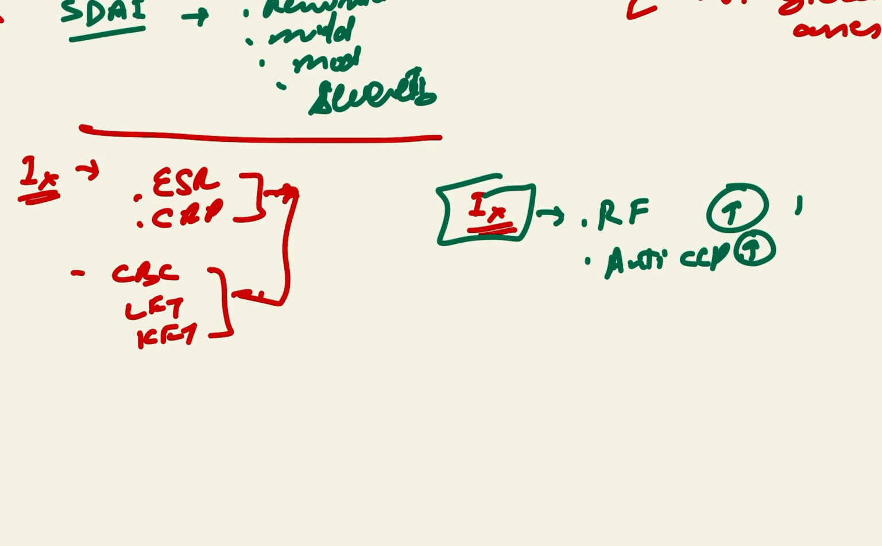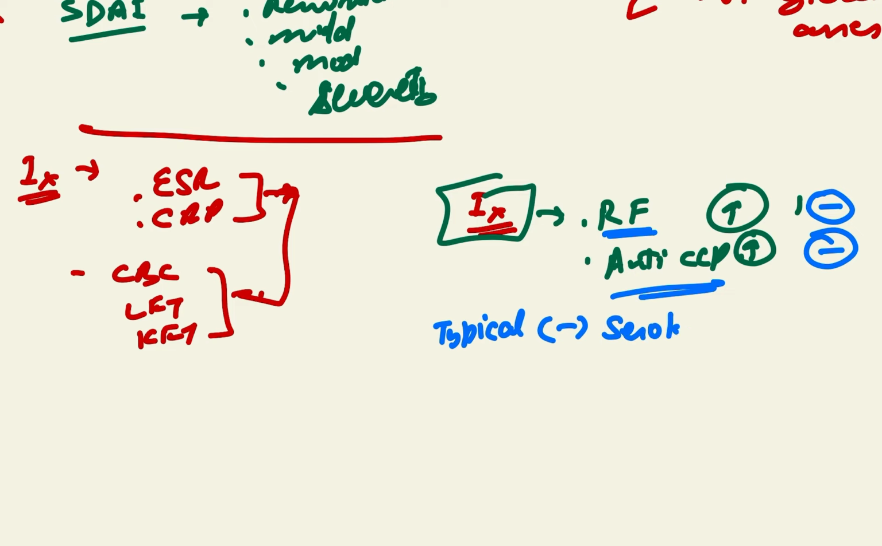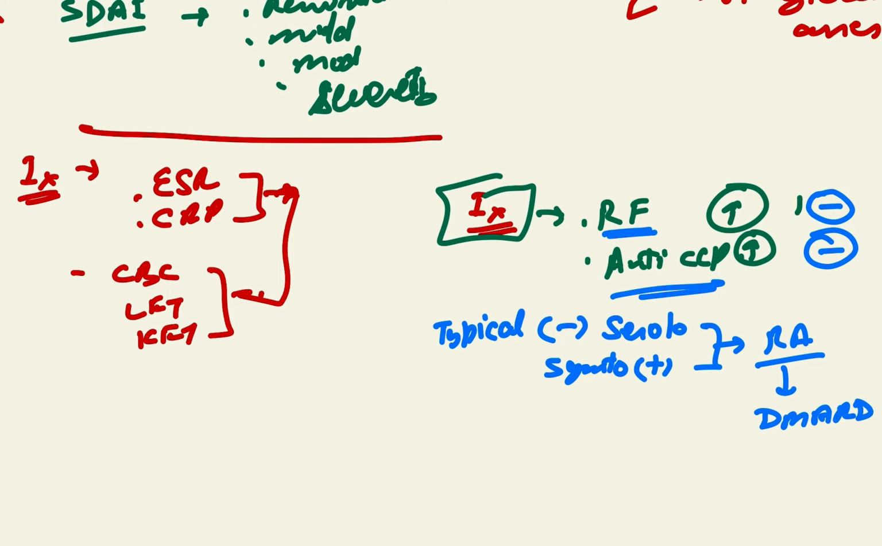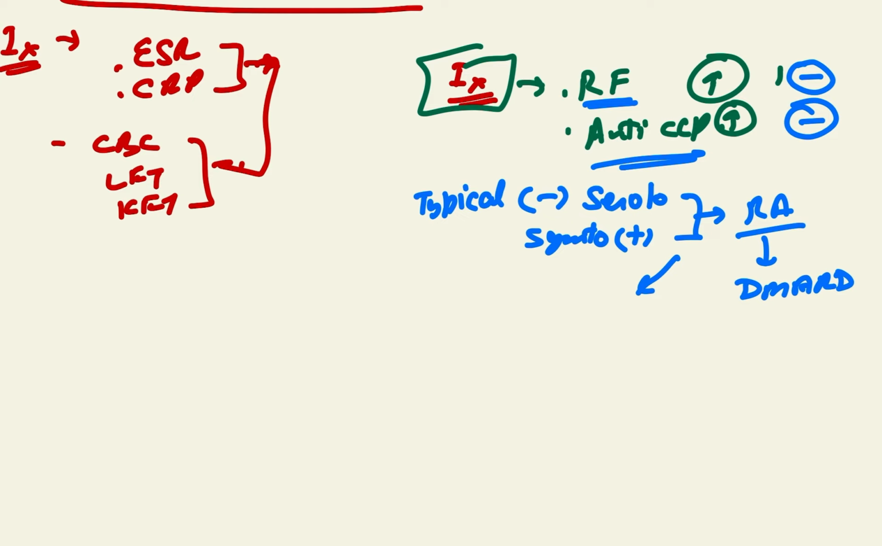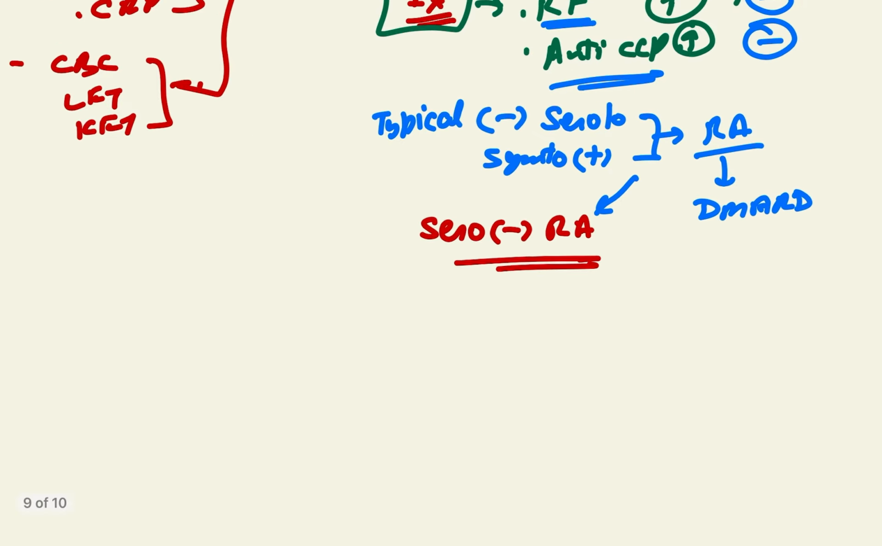Sometimes there is a condition that the rheumatoid factor and the anti-CCP are negative or normal, but in spite of that, if the patient is presenting with the typical symptoms, in spite of the negative serology, then also we have to label the patient as RA and start the patient on DMARDs. Right? This is very important, and these patients are termed as seronegative RA.